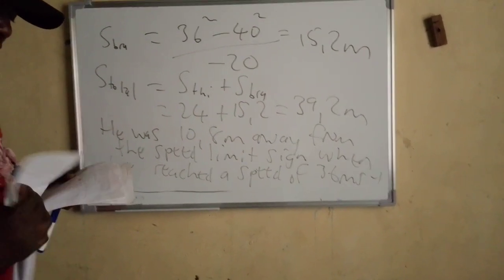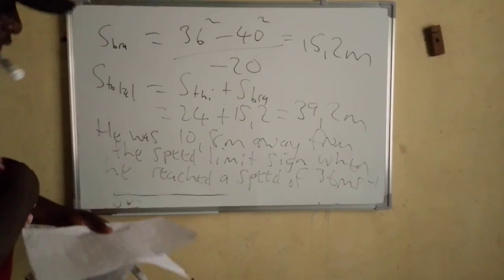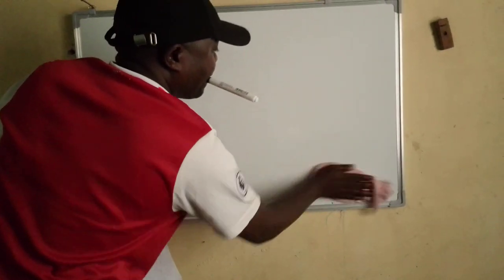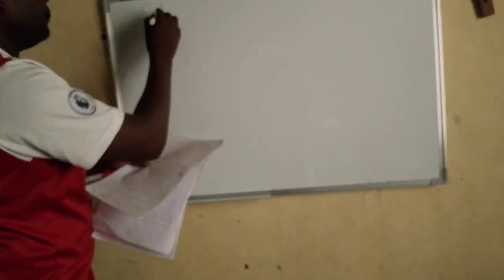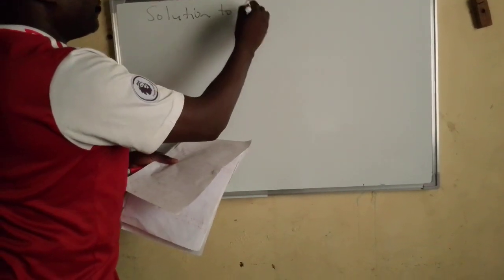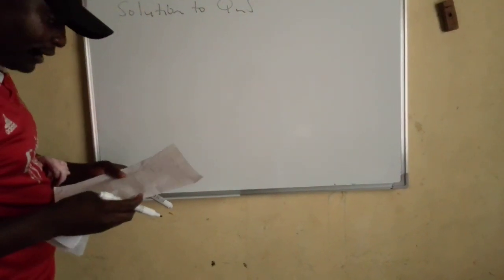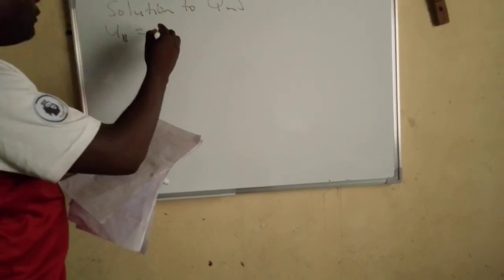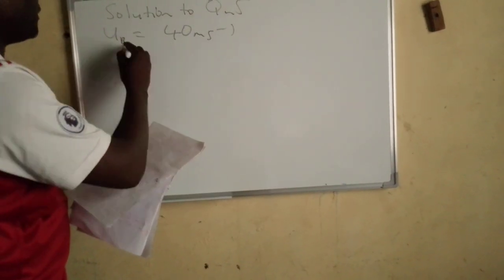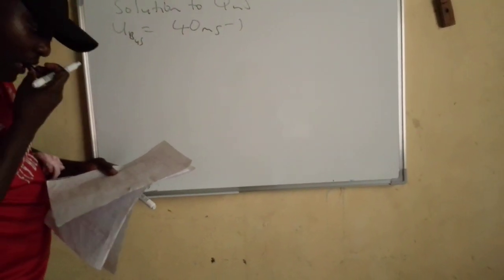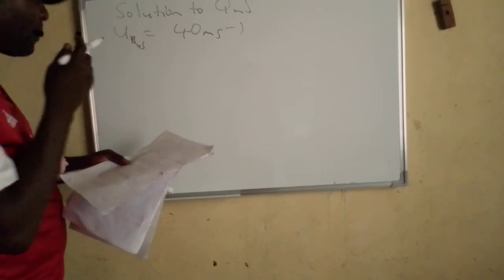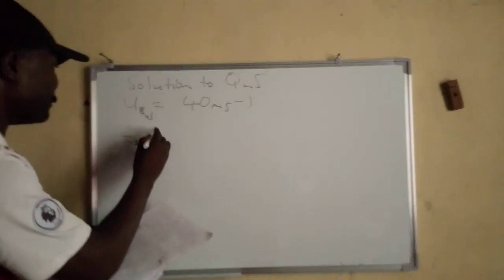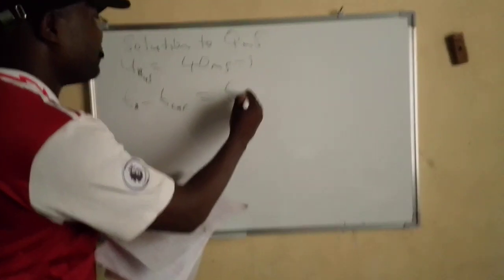Now let us move to the final question, number 5. The bus is moving. Solution to question 5. The bus is moving at a constant speed, so the initial speed of the bus is 40 meters per second, and moves past a stationary car. After 5 seconds, the car takes off. So the difference between the time of the bus and the time of the car is equal to 5 seconds.